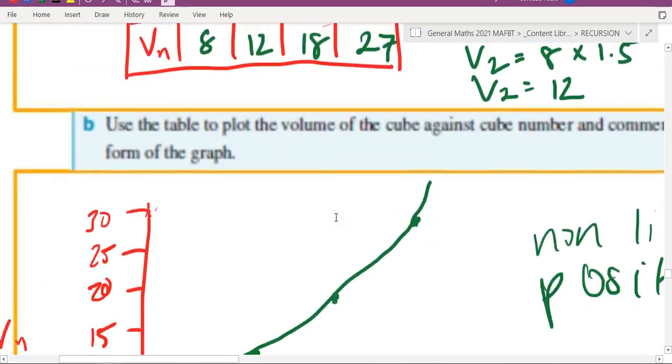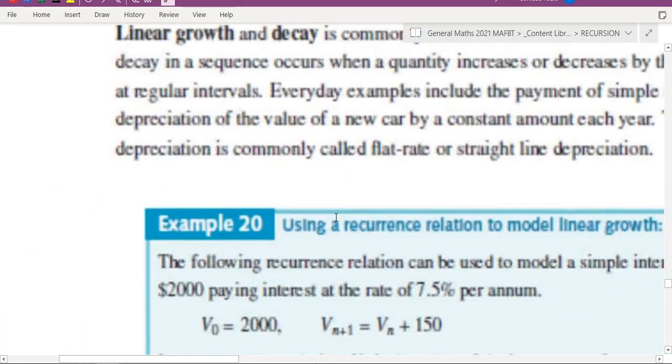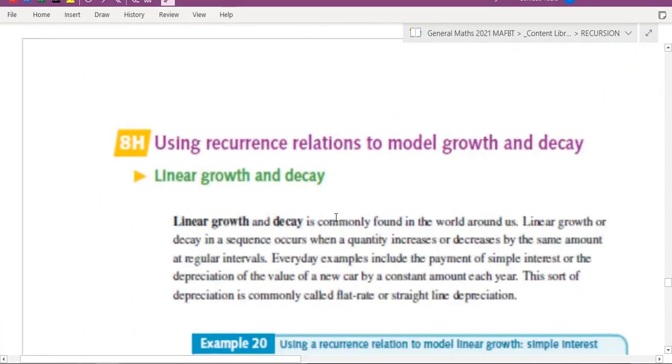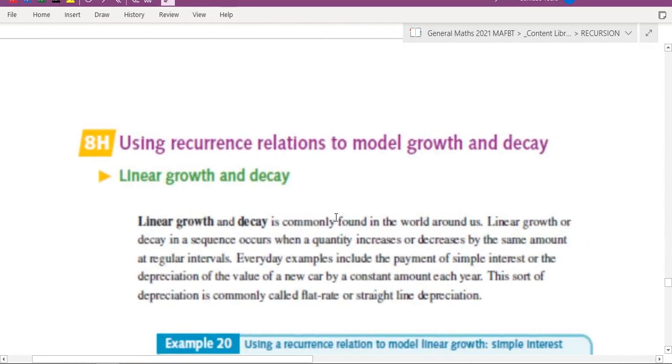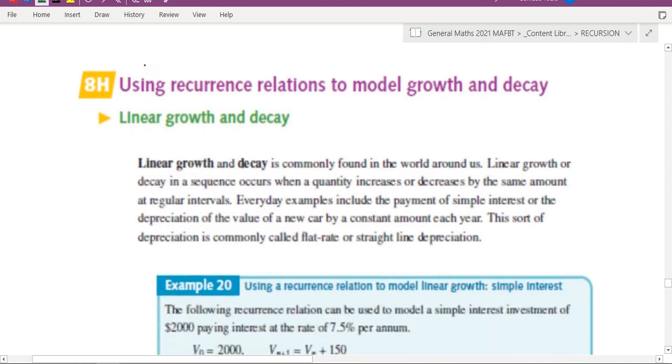Next part. So let's get into 8H. This one is a little bit trickier because instead of using some of the terms that we've used, like T1, we'll be using other ones. And generally, this question comes along when you're doing application style questions. So just keep that in mind. Let's read this real quick.